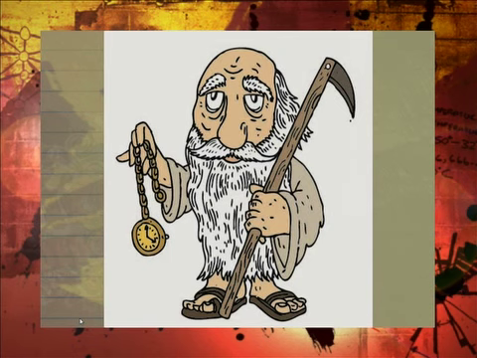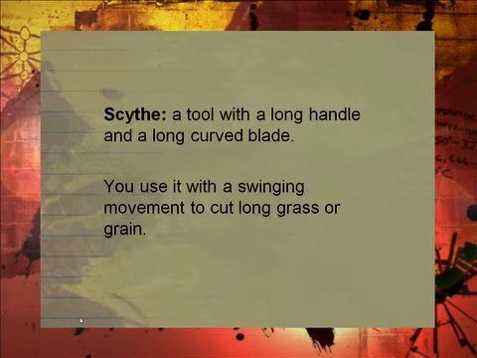We're looking at an old man, and what's he got over here? He's got a watch, and he's got here, what is this? This is some kind of tool. And what do we call a tool like that? We call it a scythe. A scythe is a tool with a long handle and a long curved blade. You use it with a swinging movement to cut long grass or grain.